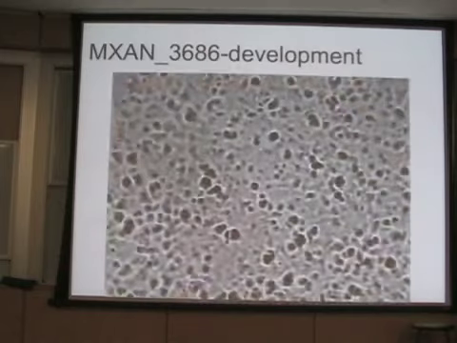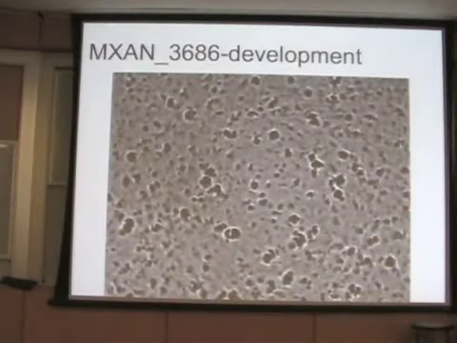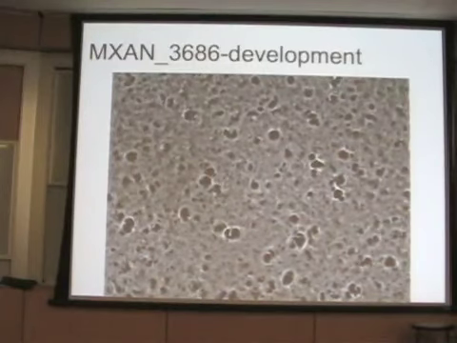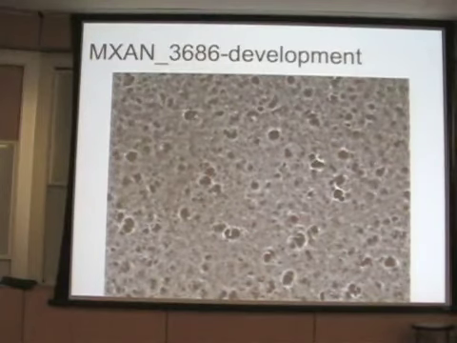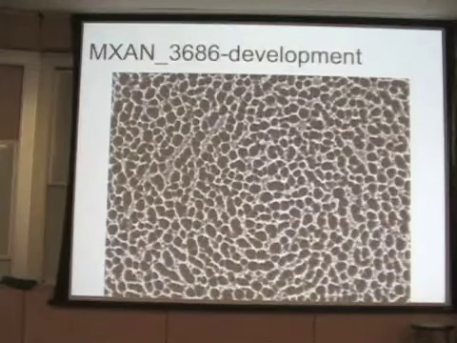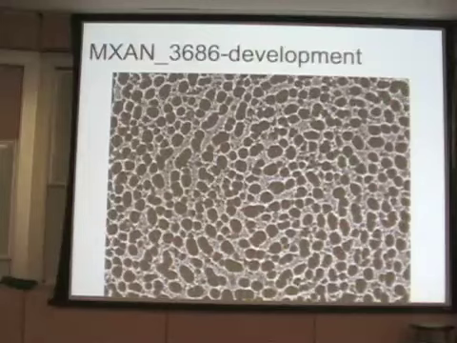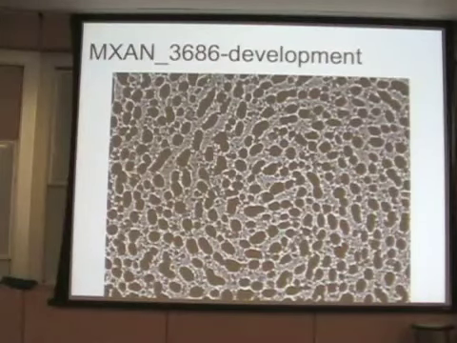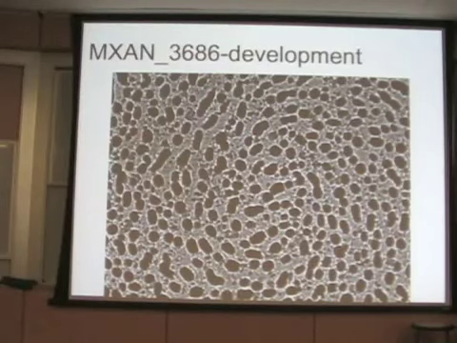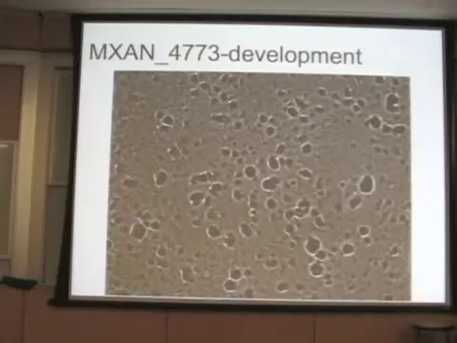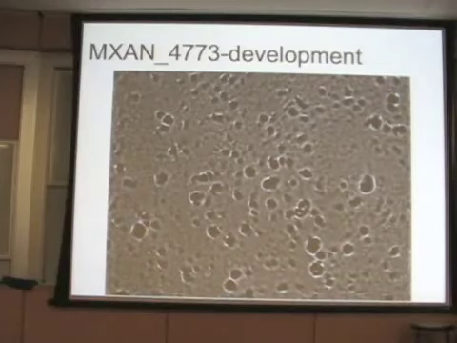All right, so I want to show you 2 more mutants. These are both ECF sigma factors as well. And what you'll see is that it's pretty obvious they look different from wild type. So here's one, MXAN 3686. And here's the other, MXAN 4773.